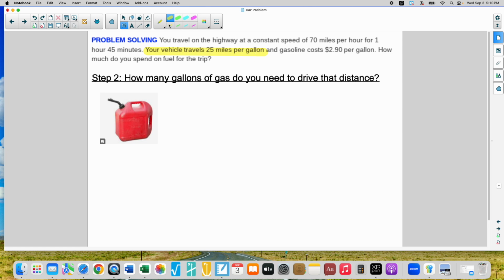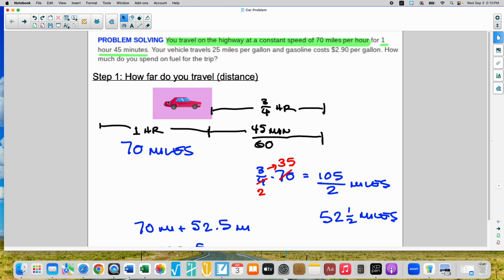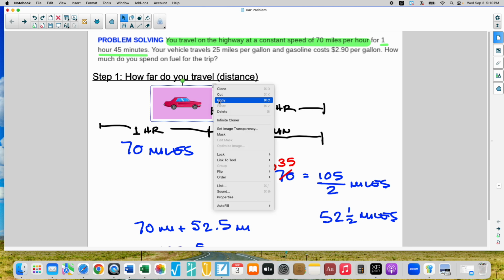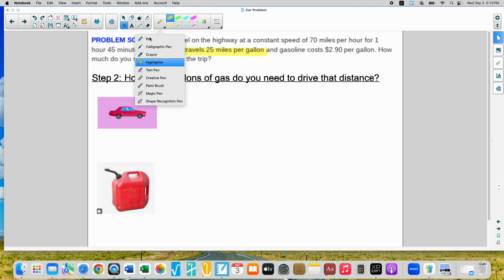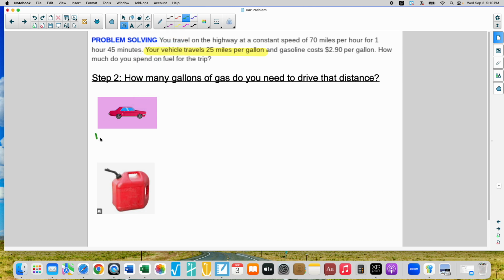Okay, so for every 25 miles that my car travels, and maybe I should have the car back here. Let's borrow the car. Copy, paste. Let's paste that car back there. So for every 25 miles that my car drives, let's do green. So 25 miles of driving is I'm going to use 1 gallon of gas. So that's going to be 1 gallon.